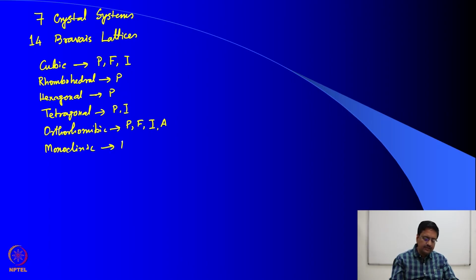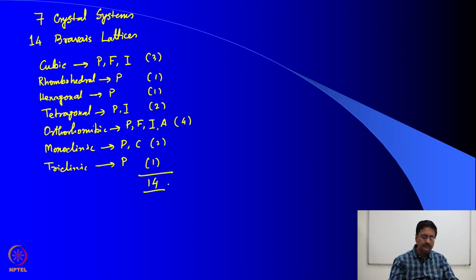Monoclinic can have primitive and C-centered, and triclinic can have a primitive lattice. So here you have 3 plus 1, 4 plus 1, 5 plus 2, 7 plus 4, 11 plus 2, 13 plus 1, total 14 Bravais lattices that are possible in the solid state in crystal systems. You may be wondering what these lattices mean.